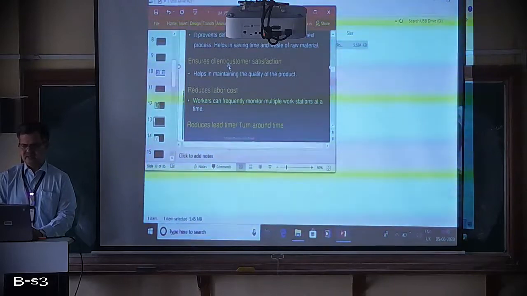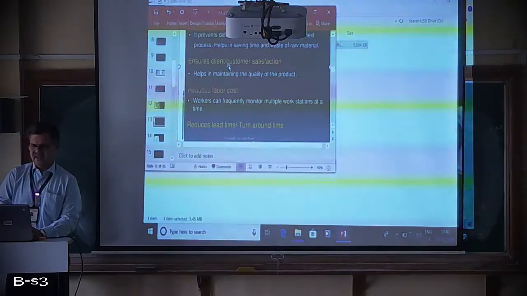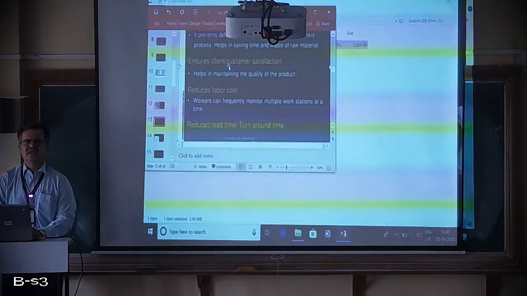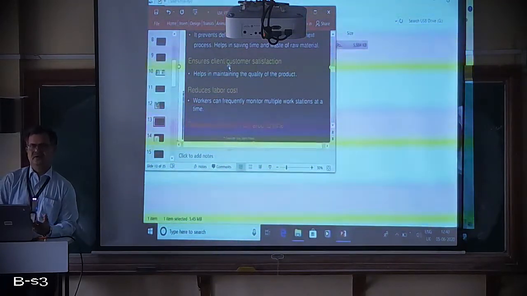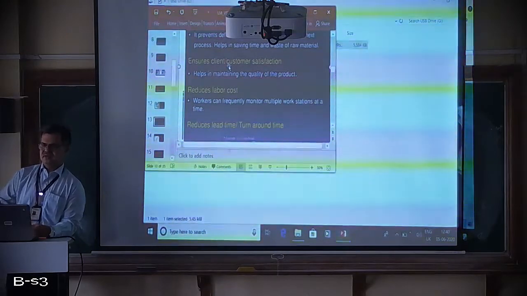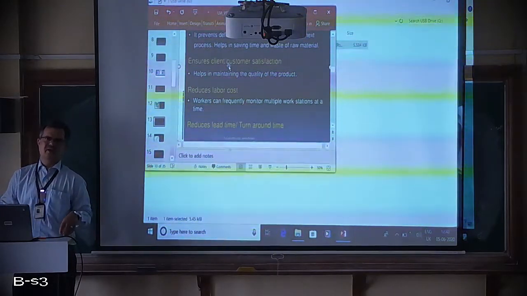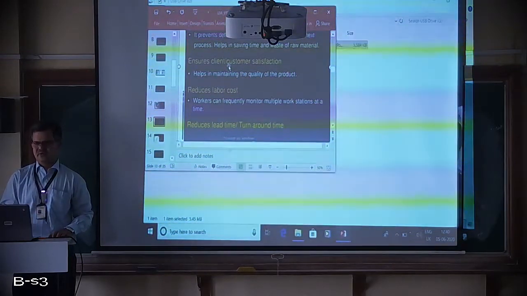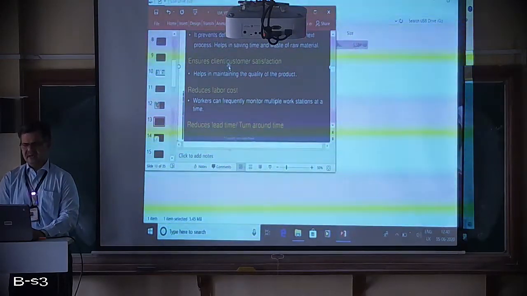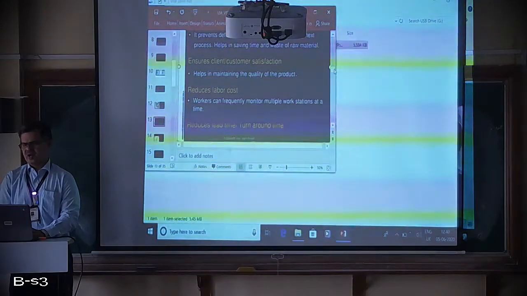Reduce lead time, turnaround time. Lead time is also reduced. Certainly, all non-value added is going to be eliminated. So reduce lead time, and of course turnaround time also. No need to go back. No turnaround. Everything is going to be a smooth, continuous flow. So these are the helps of Jidoka.